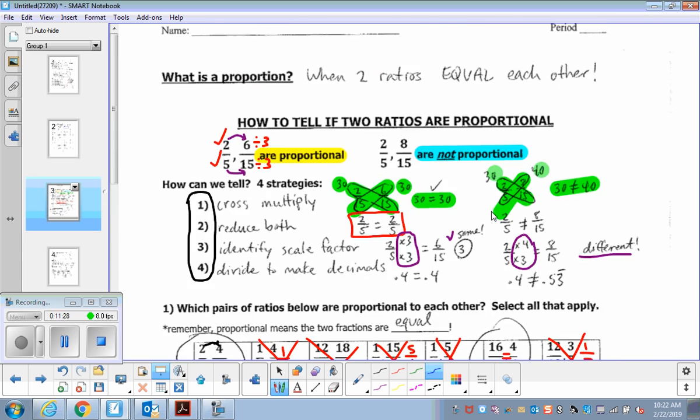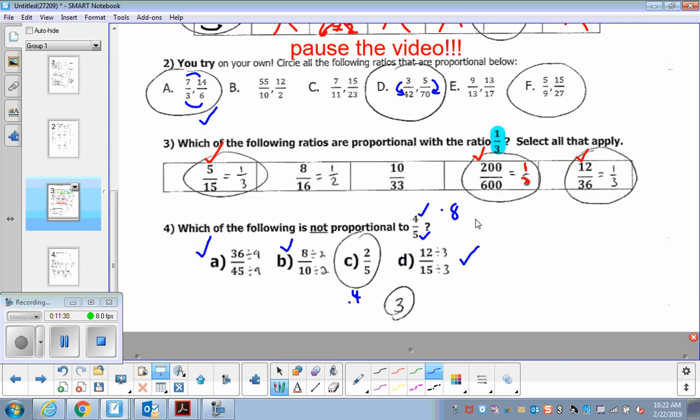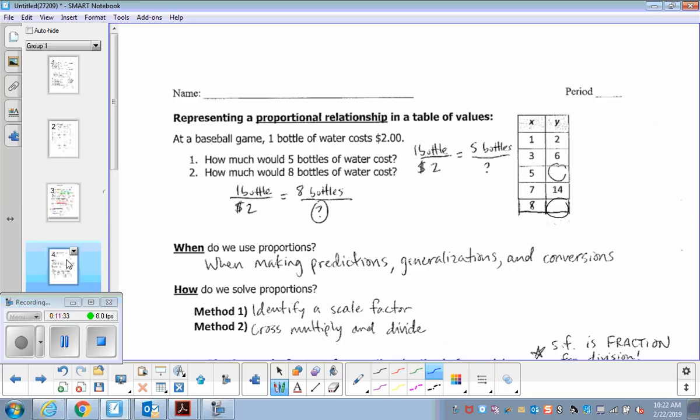Now that we've reviewed how to determine whether or not 2 ratios are proportional, let's go through and start applying when we're going to be using these proportions and how we're going to be solving some proportions with an unknown. So up top now here on page 4, at a baseball game, 1 bottle of water costs $2. In the table of values, we can see that if you buy 1 bottle of water, it costs $2. 3 bottles of water would cost $6. So now I want to know how much 5 bottles would cost.